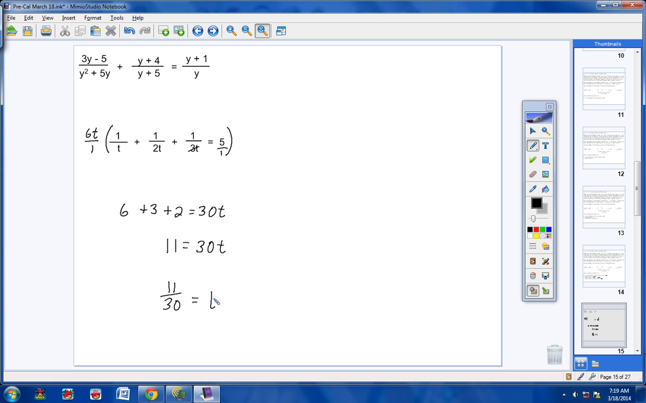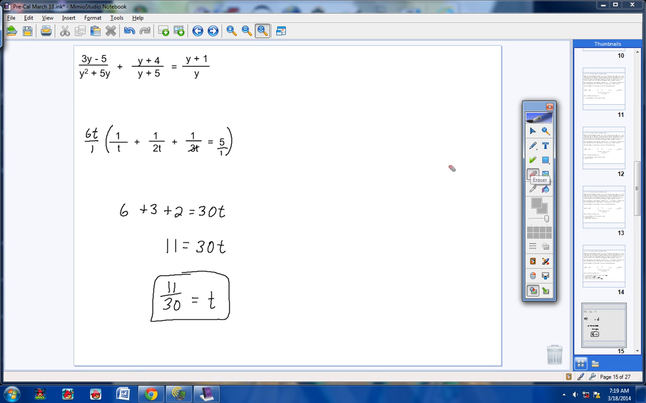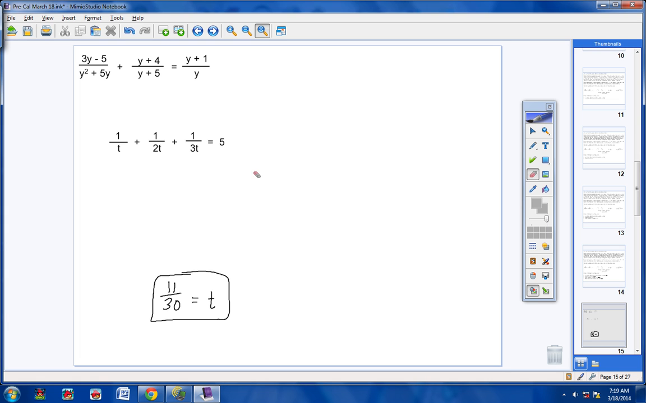Now you say, Mr. Earhart, that's a really difficult answer to check. You're right, but with graphing calculators, or even with a scientific calculator, it's not that hard. If you typed into your calculator 1 divided by 11 30ths, you'll get 30 over 11. And then if you take 2 times 11 30ths and then take 1 divided by that number, you will get 30 over 22. And then over here, if you take 3 times 11 over 30, and then take 1 divided by that number, you'll get 30 over 33.